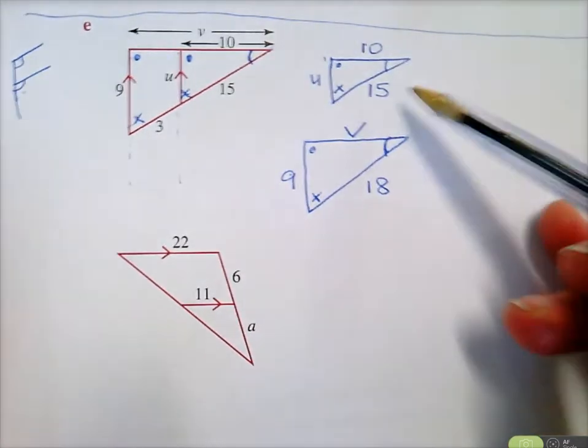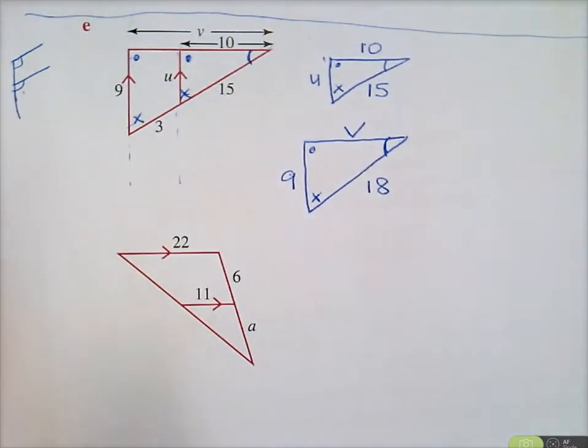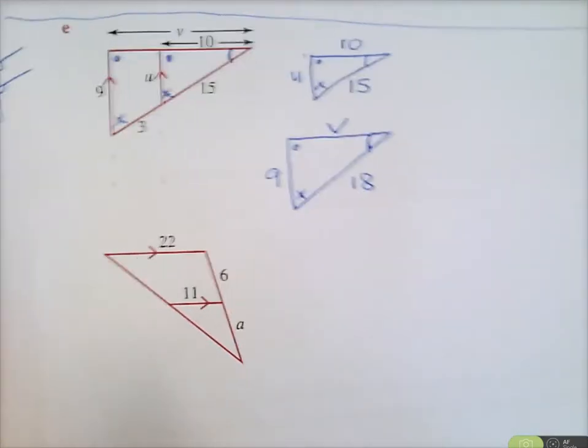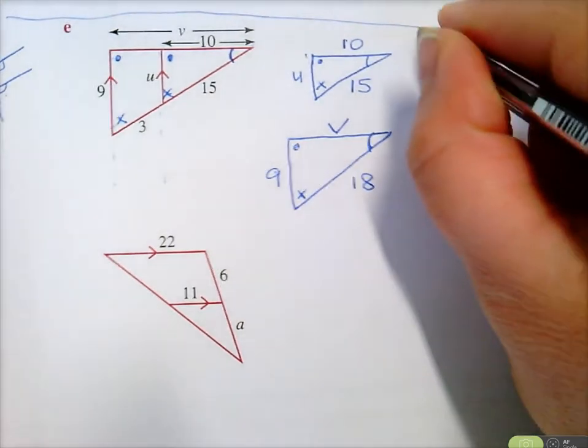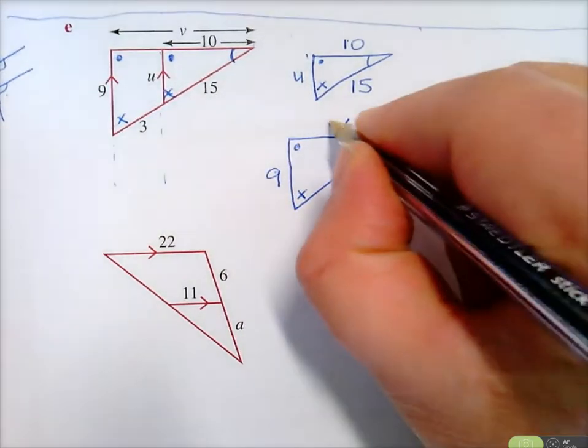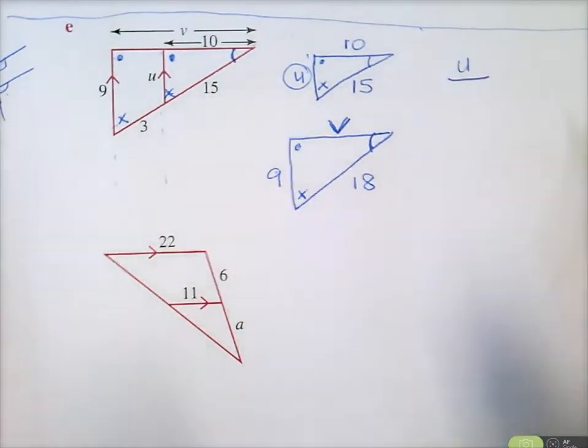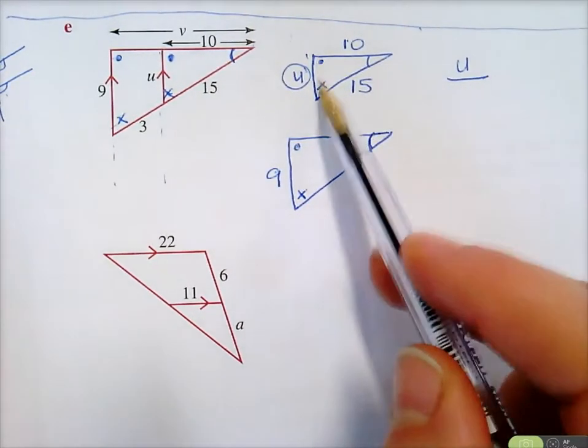Now, I can't see a scale factor that's very obvious here. You know, we're going from 15 to 18. So we're going to use that second method. Let's work out, I don't mind which one you want to work out first. Let's go U. So U is the dot cross side. What's it match with?